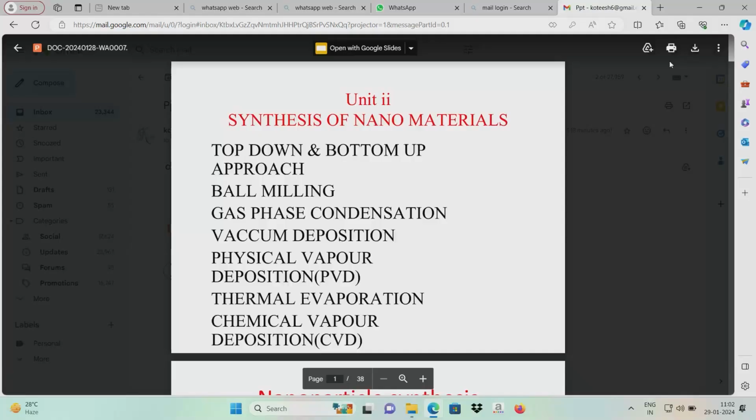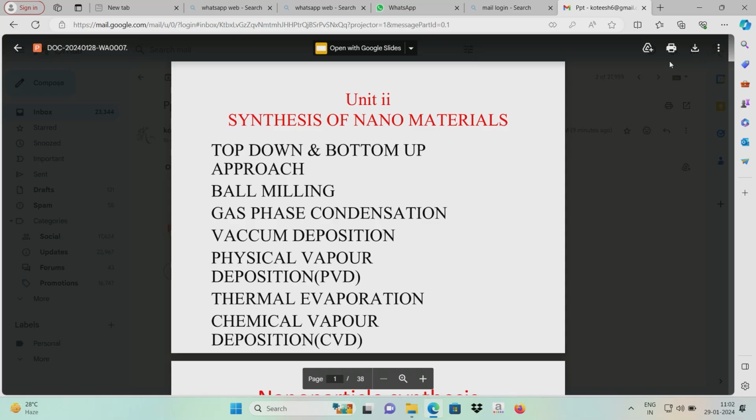Myself, Dr. Koteeswari, Department of Physics, and today we are going to discuss the synthesis of nanomaterials. In the synthesis of nanomaterials, we have a top-down and a bottom-up approach: ball milling, gas phase condensation, vacuum deposition, physical vapor deposition, thermal evaporation, and chemical vapor deposition. Now, in this, we'll discuss one by one the synthesis of nanomaterials.